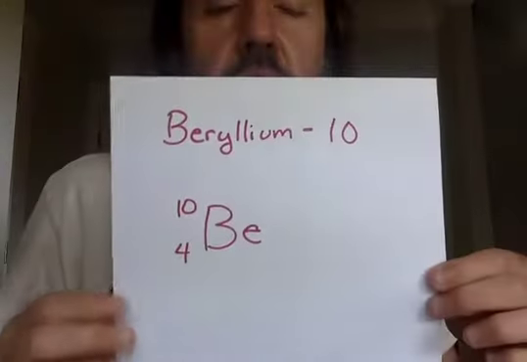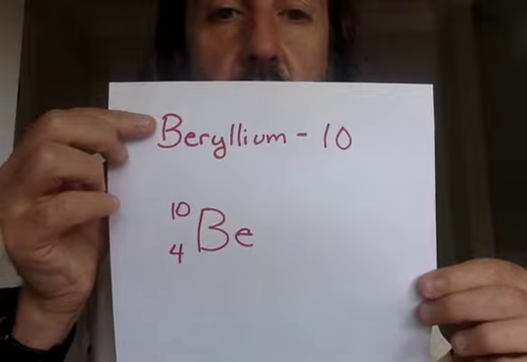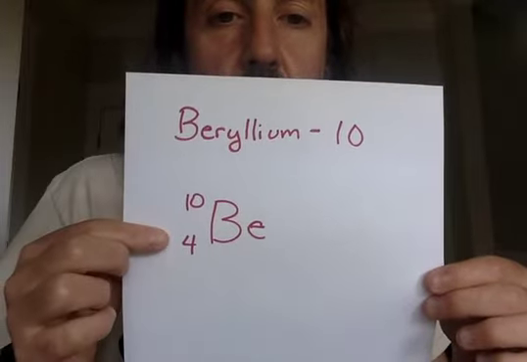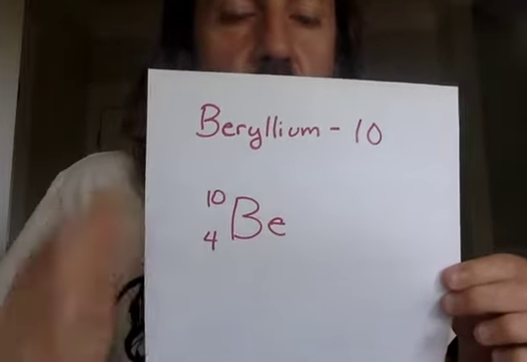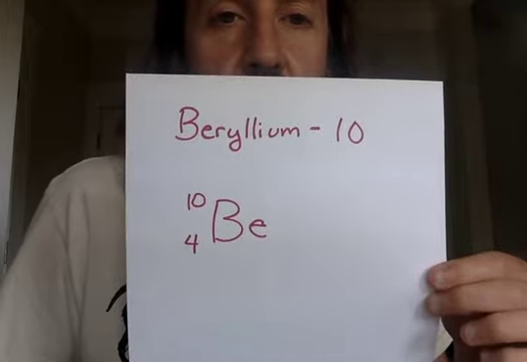Now, here, just take a note on this. These are 2 ways that you can denote the mass here. So this would be 2 different ways you might see beryllium 10 written. All right.